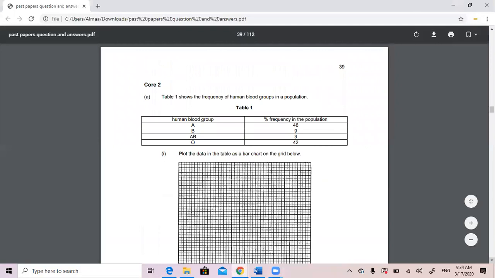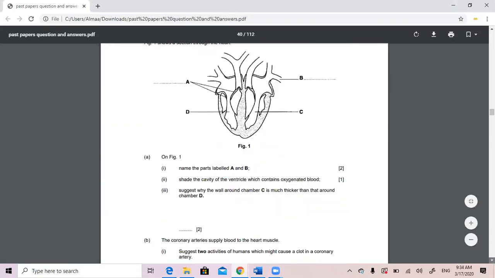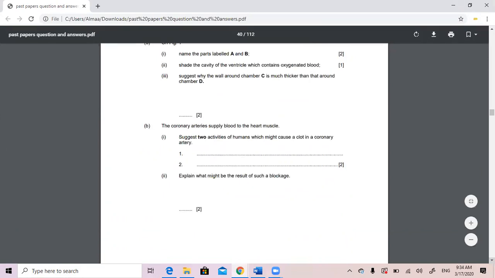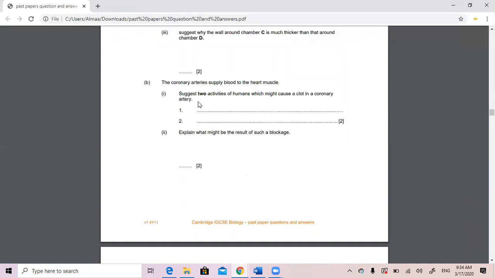We'll choose another question now. The coronary arteries supply blood to the heart muscle. I want the participants: what might cause a clot in a coronary artery? Give two. Who can answer? This question is related to the other chapter.